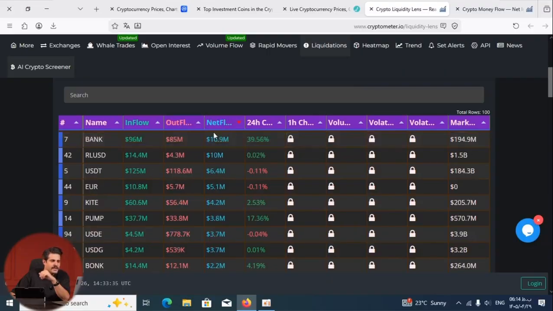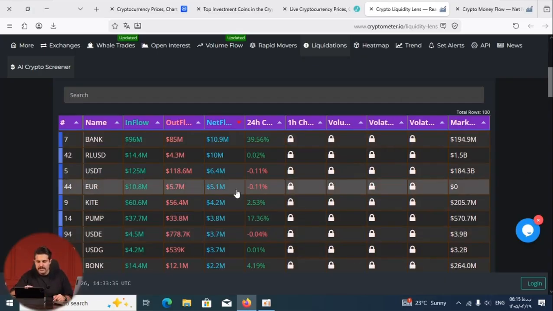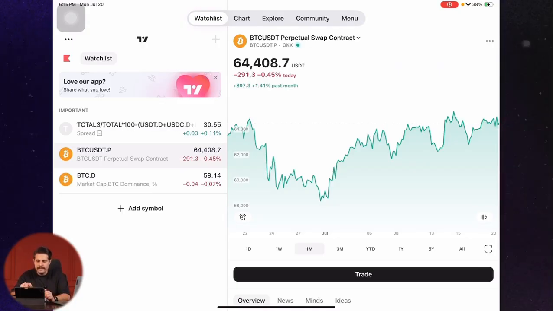It had $10 million in inflow compared to $195 million. You could say almost 5% of its total market value has flowed into this cryptocurrency in the last 24 hours. Money has been paid for it and it's been bought, so it could be that buying by whales has occurred. A large amount of capital relative to its market value has entered it, so I'll add Bank to the watch list. For my long trades, I'll go to my watch list and hit the plus sign at the top.